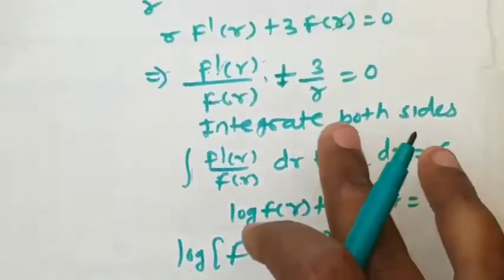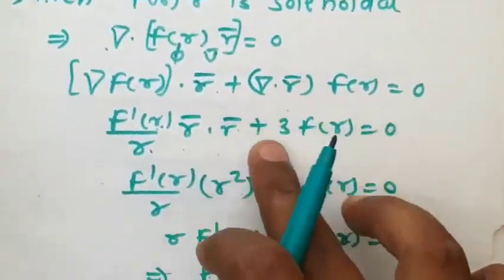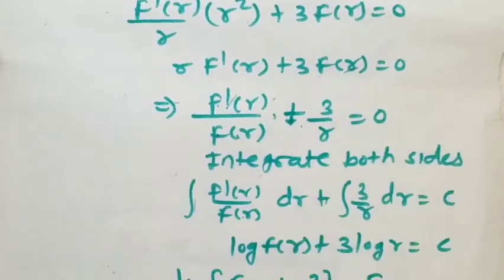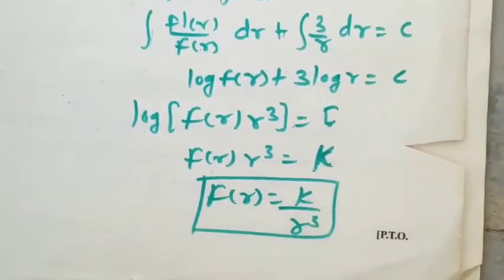Okay, so you need to understand this calculation. This calculation is using a vector identity, and after this we get a differential equation of order 1 which is in variable separable form. On integrating, you will get the value of f of r.